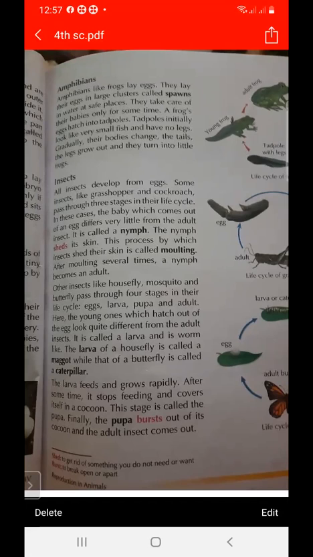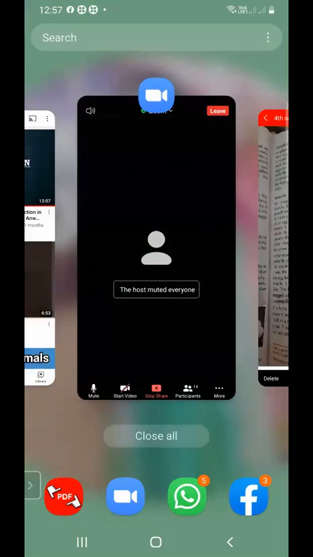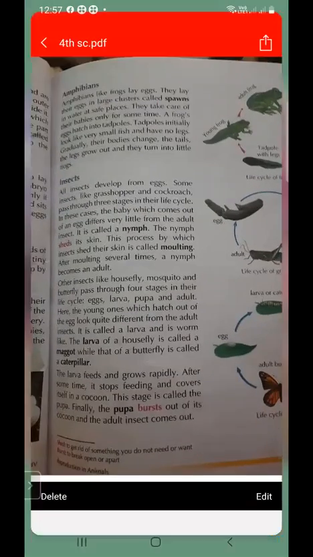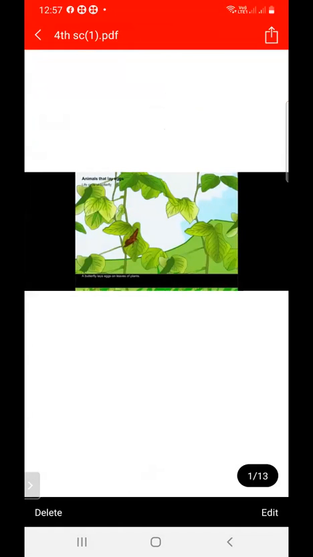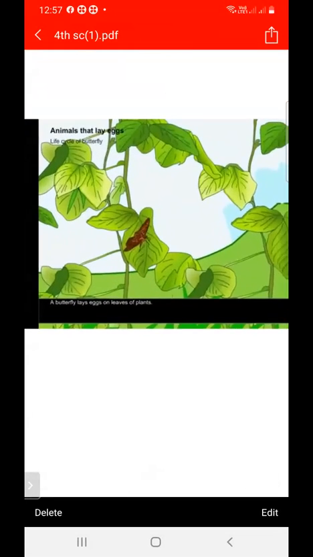So you have to remember all three life cycles, and you have to remember the terms larva, maggot, caterpillar, and pupa. So you have to remember all these terms. So again, I'm revising the slides. Again, I'm revising the life cycle, this is the life cycle of insects.